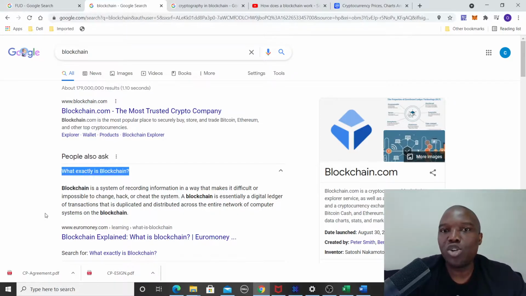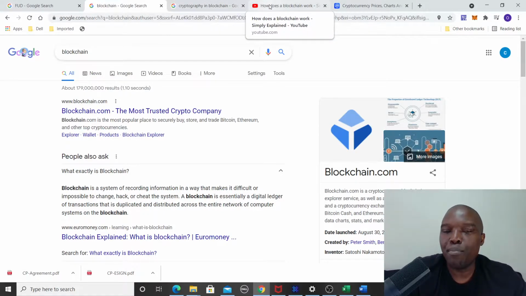And why it's so valuable is what you see here. It's almost impossible to change, hack, or cheat the system. So that's how they can hold currencies and things like that, and then have it securely held. That's why Bitcoin was the first one to use blockchain technology, and that's why it's so valuable now.